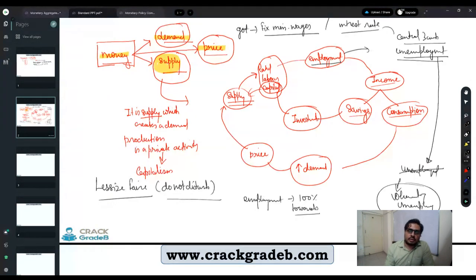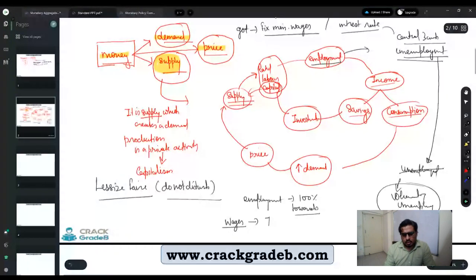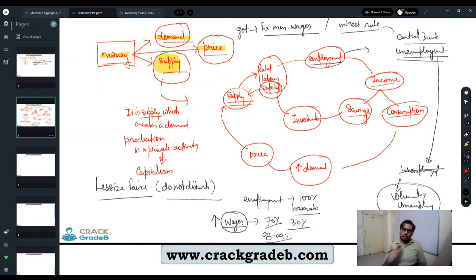So once the 100% employment situation is there, then definitely wages. Earlier employment was 70%, that means 30% was unemployed and they are looking for the job, right? So whatever wages are offered by the producer, they will easily accept it. But once the economy heads towards 98 or 99% employment, then definitely wages are going to be increased.